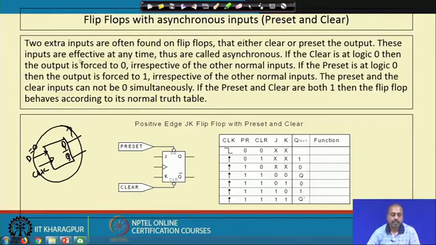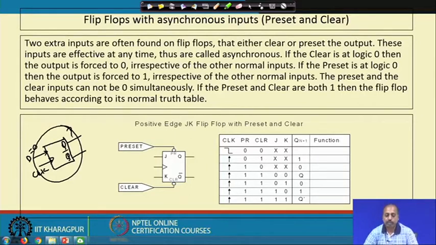If we read this particular text, it says that two extra inputs are often found on flip flops that either clear or preset the output. These inputs are effective at any time, and that is why they are called asynchronous. If the clear is at logic 0, then the output is forced to 0 irrespective of other normal inputs. If the preset is at logic 0, then the output is forced to 1 irrespective of normal inputs. The preset and clear inputs cannot be 0 simultaneously, so it is a design constraint that they cannot be made 0 simultaneously.